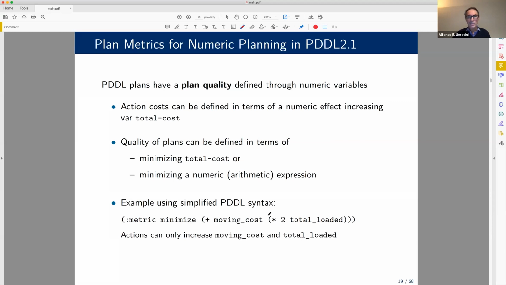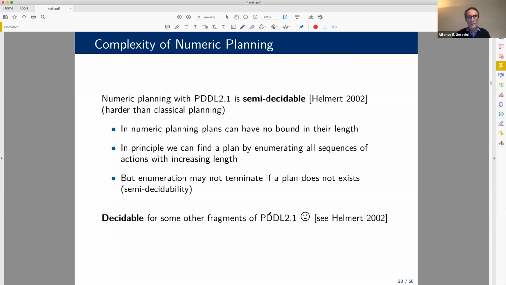Okay, I go a little bit fast because time flies. What about the complexity of numeric planning? In general, numeric planning is harder than classical and propositional planning because it's not even decidable.